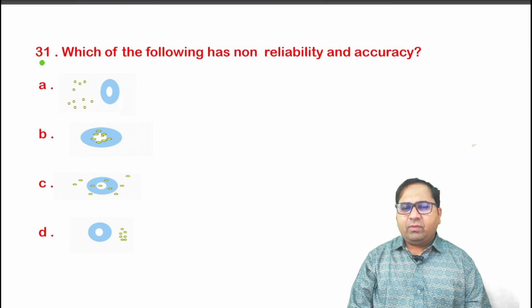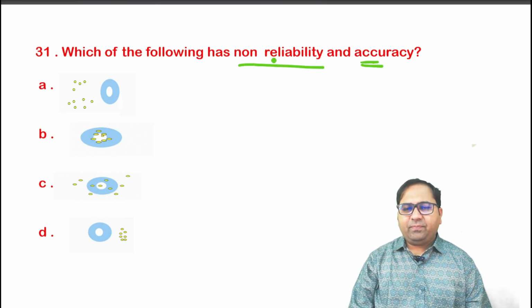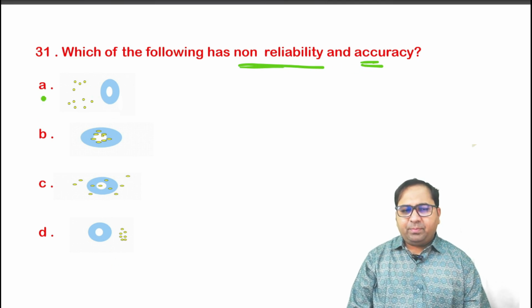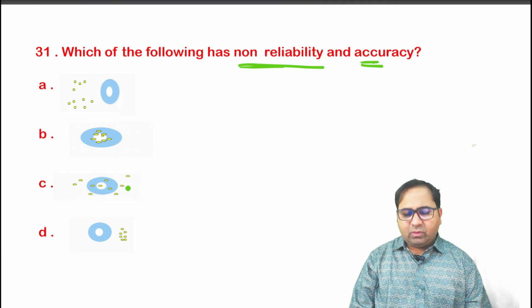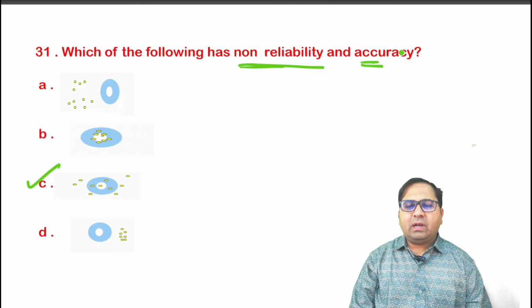Next question. Which of the following has non-reliability and accuracy? From the pictures given below, A, B, C, D. Now how do you solve this? See, first we will see the answer, then we will see how to solve this. The answer is this one, C. C is non-reliable and accuracy. When do you say it is reliable? When do you say it is accurate?